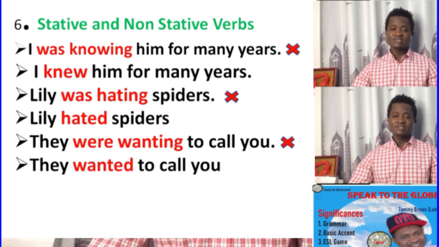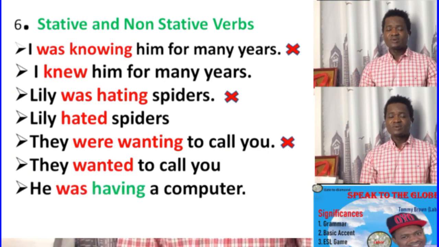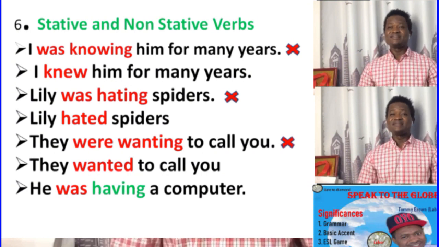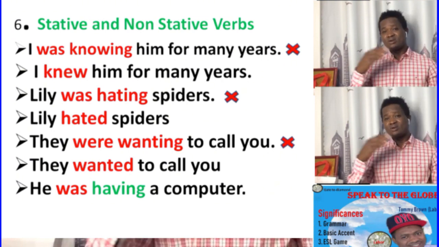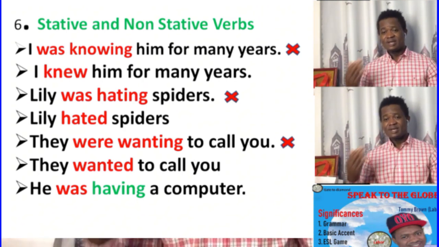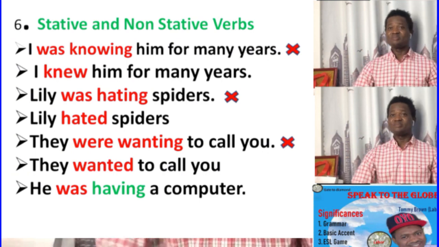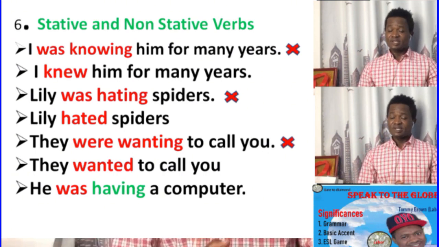Let's go to the next one. He was always having a computer. Here, remember that have is a dynamic verb. It's one of the dynamic verbs, so it depends on the context. The meaning can change. Have is a stative verb, but it's also a non-stative verb. It's a dynamic verb. It can be stative, it can be non-stative. It can be action, it can be non-action.